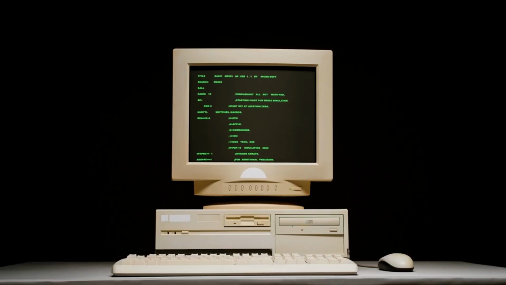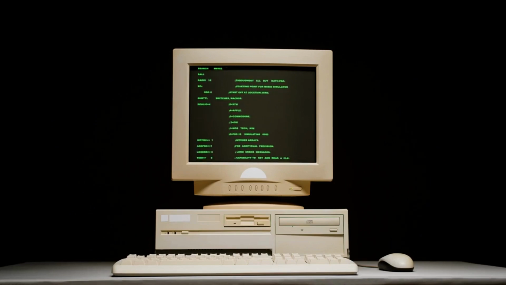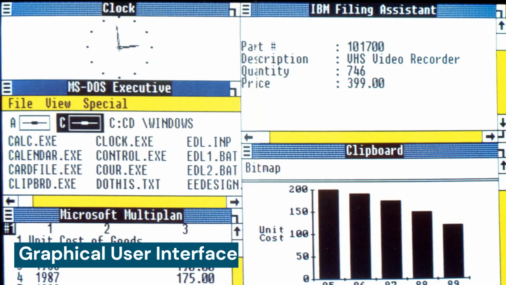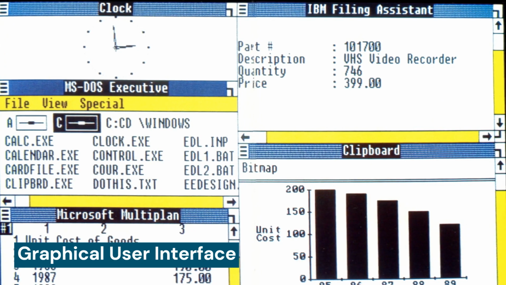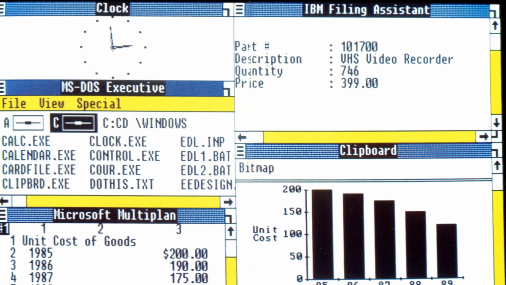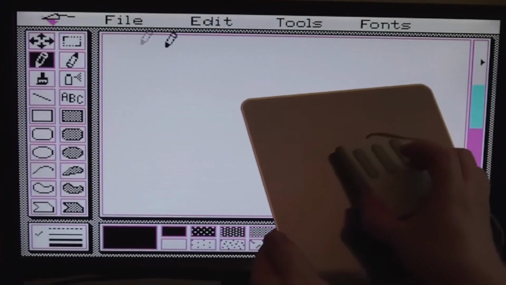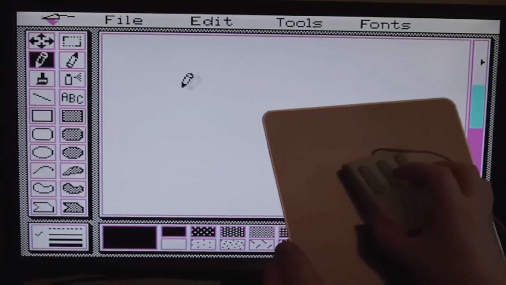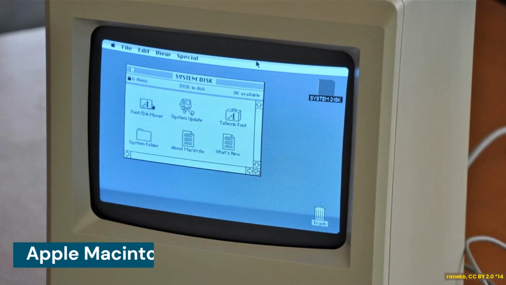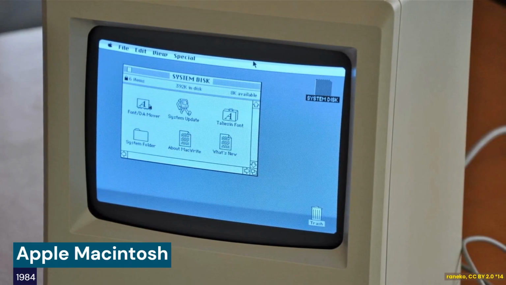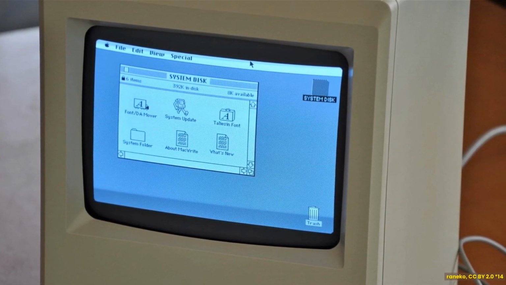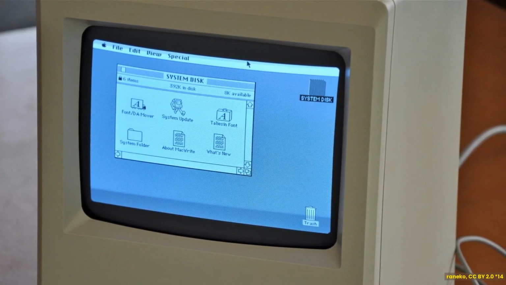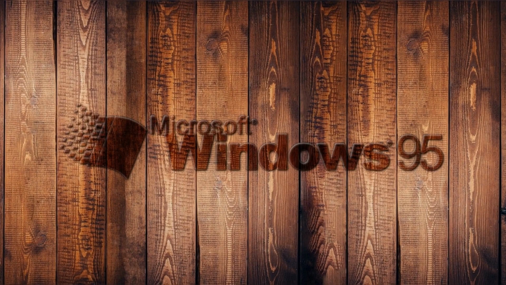Home and office computing continued growing through the 1980s. The graphical user interface, or GUI, was another significant milestone in making computers accessible to everyday users. Instead of typing commands, users could now manipulate visual icons and windows with a pointing device like a mouse. Apple's Macintosh in 1984 was the first mass-market computer with a GUI, following on research done at Xerox PARC. Microsoft Windows, however, soon became the dominant GUI-based operating system.